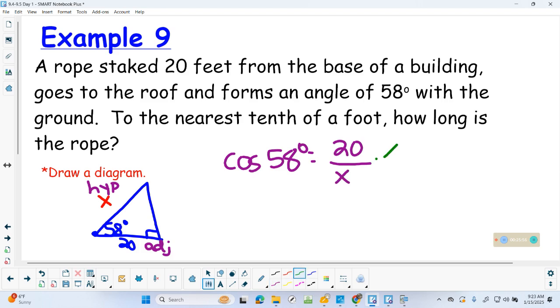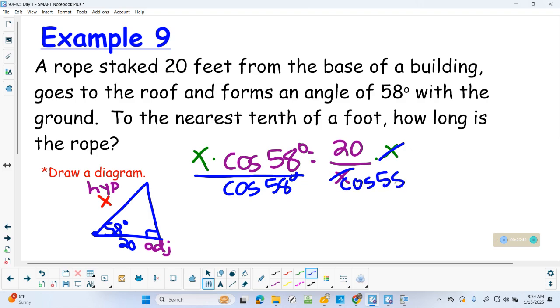I'm going to clear the fraction. Nobody loves a fraction. And from here, most of you probably aren't writing anything else. You're on your calculator because you know to get x alone, you're going to divide that cos of 58 off. You know I love to write work, so I'm going to write work. So in your calculator, you're doing 20 divided by cos of 58.